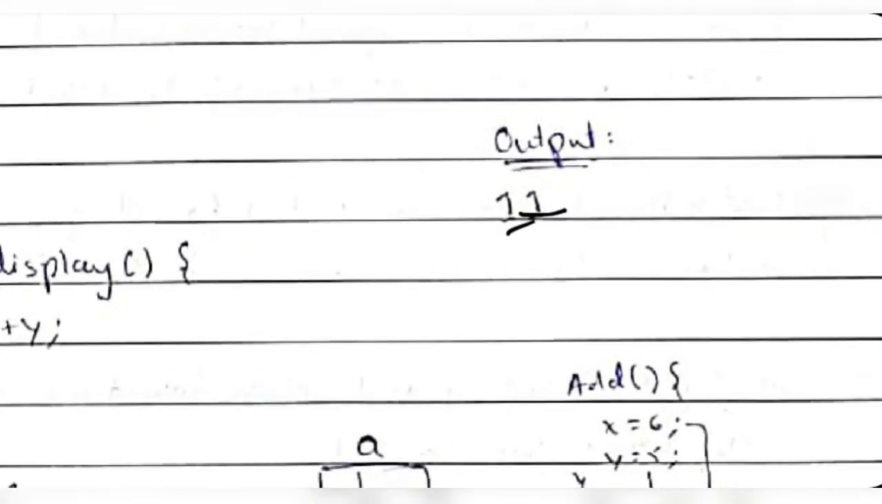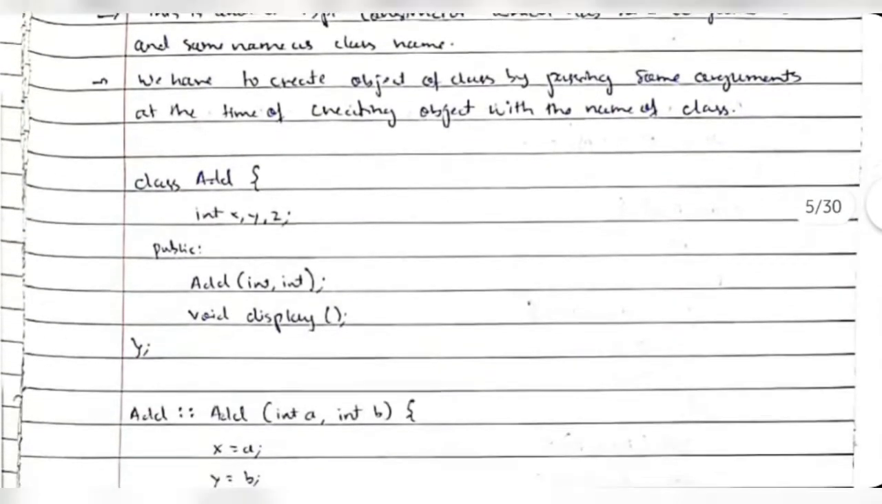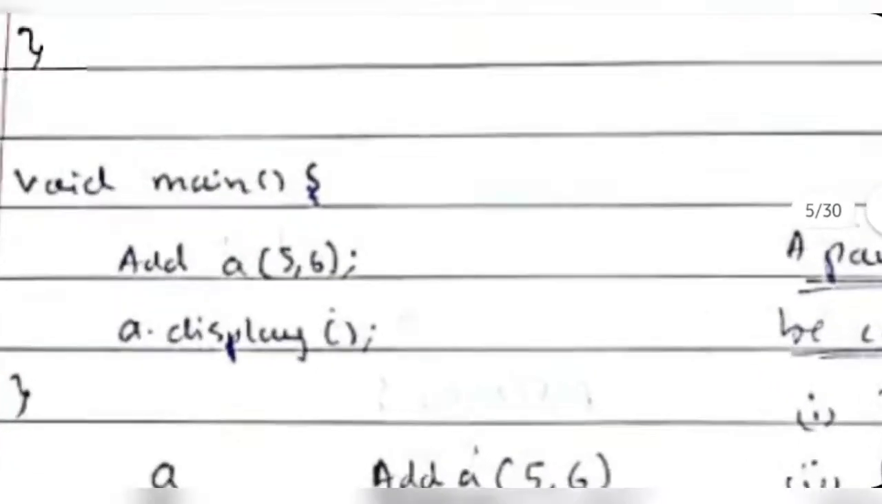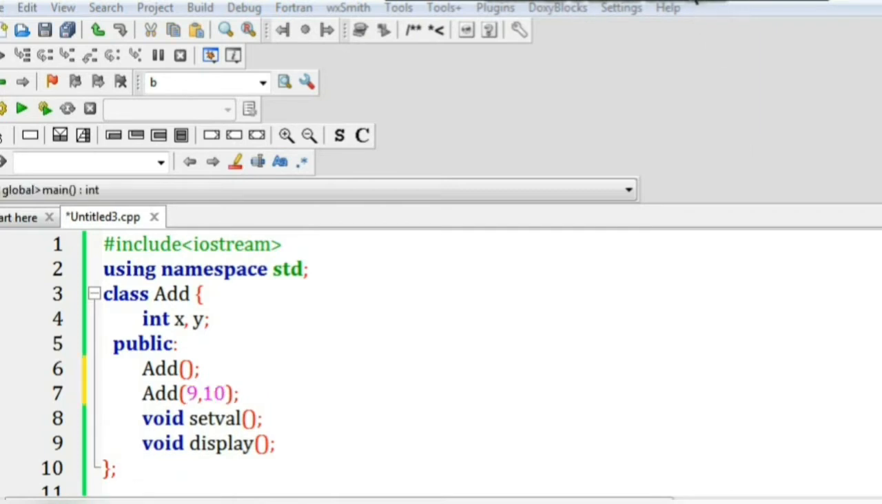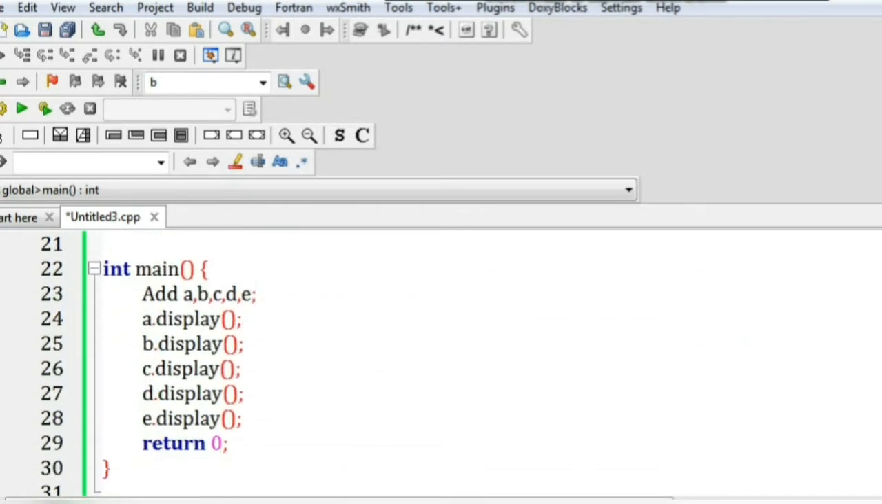Okay, so this is for the default constructor. Coming to the second type, which is the parameterized constructor. In case I want the values to be dependent upon the user, in case I don't want all the objects to have the values of x as 3 and y as 4, instead I want some of the values to be what the user wants, at that time I can make a parameterized constructor.